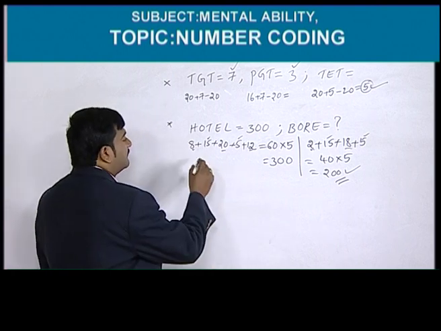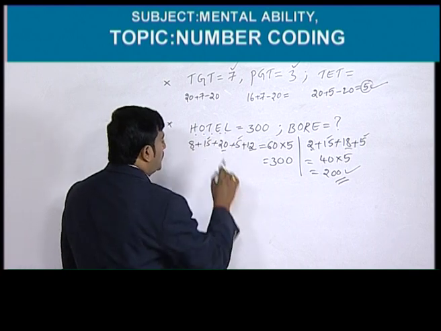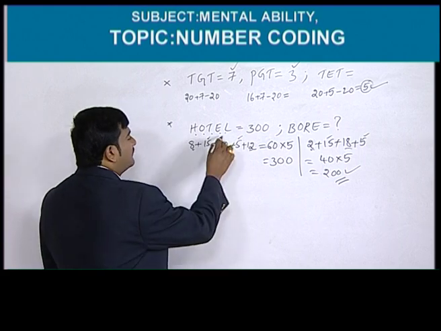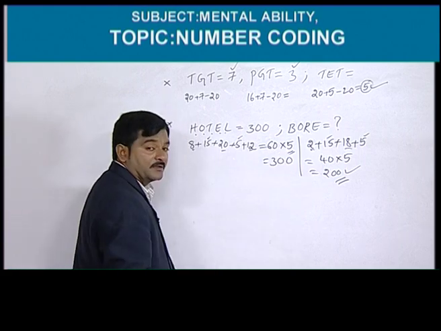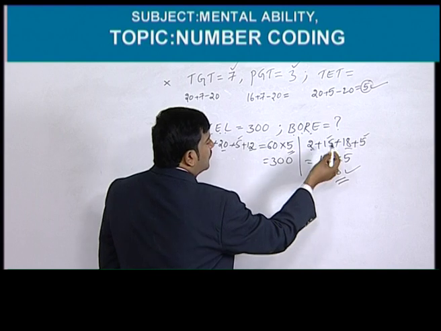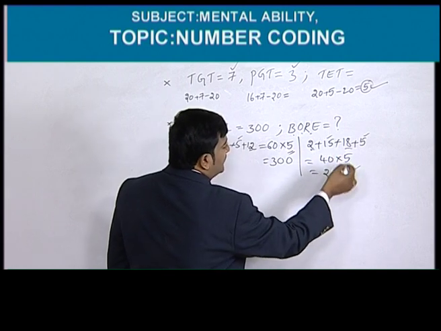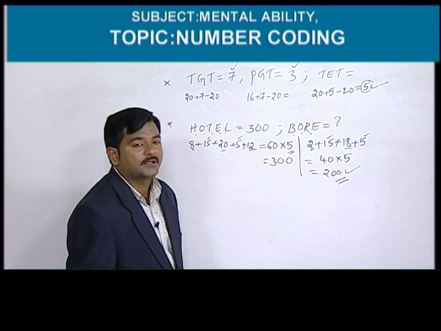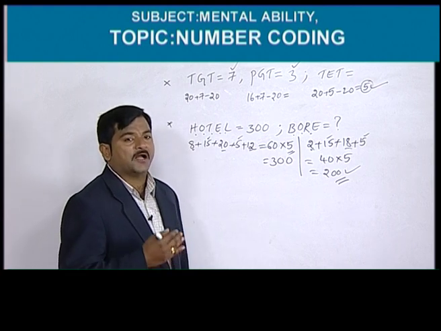How many letters does the given word HOTEL have? 5 letters. Since it has 5 letters, multiplied by 5. For example, B-O-R-E, bore, has 4 letters. You need to multiply with 4. 40 into 4, how much will you get? 160 you will get. It depends on the nature of the options.